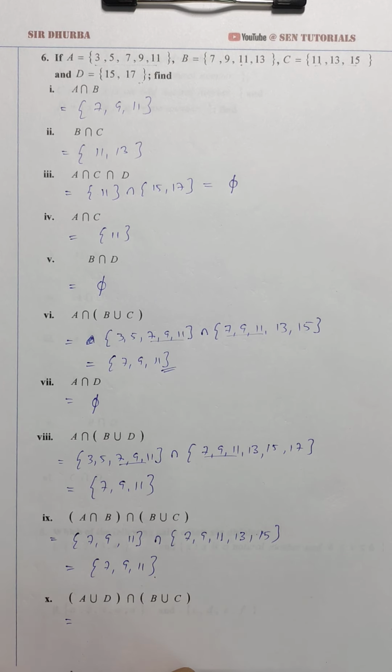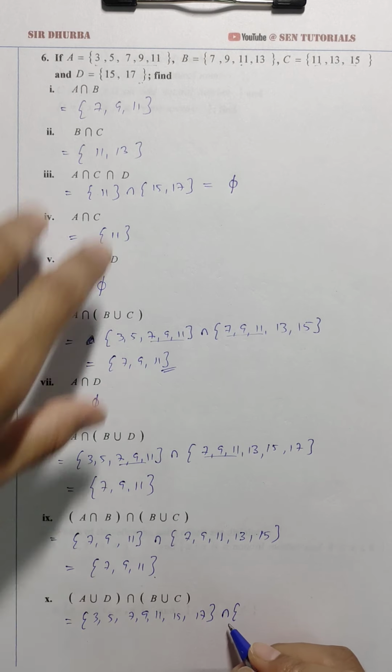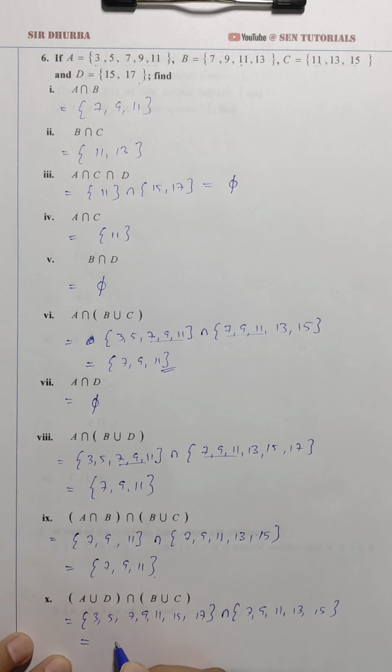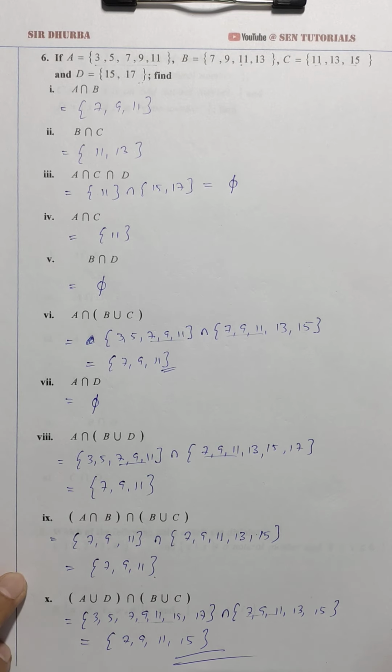Alright, clear, no? Okay. A union D. Chalo. A union D. We'll have 3, 5, 7, 9, 11. A and D combined. 15, 17. Intersection B union C. 7, 9, 11, 13, 15. So what are the common elements that we have here? 7, 9, 11, 15. Alright then. So you can pause the video there and note it down. Okay? Okay. Moving on.